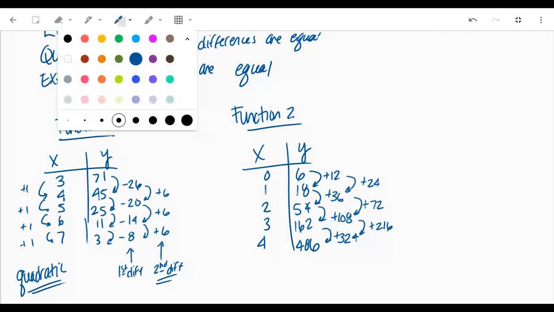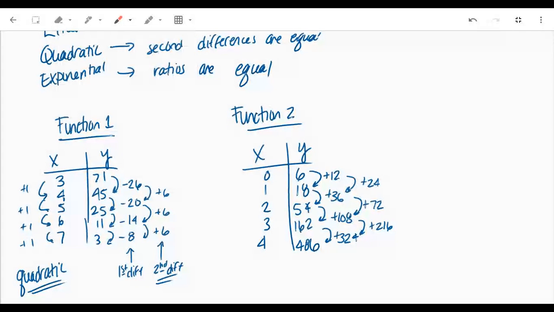Okay, I'm going to switch colors here. So 6 to 18, that's times 3. 54 divided by 18 is also times 3. 54 times 3 gets me 162, and 162 times 3 gets me 486. So we have these constant ratios, a constant multiplier between terms. So this is exponential.